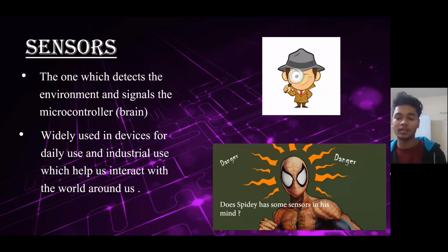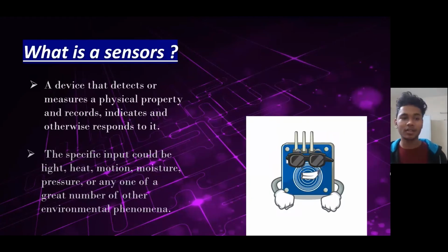So, what is a sensor? The standard definition says a device that detects or measures a physical property and then either records it, indicates it, or otherwise responds to it. And the specific input which it takes from the surroundings can be anything. It can be light, heat, motion, moisture, pressure, or any other natural phenomenon.